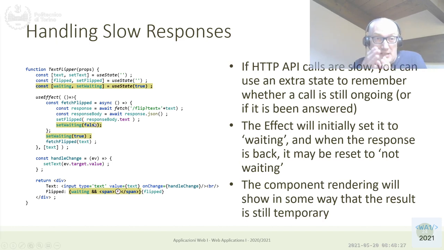So if you have several pending calls at the same time, the waiting disappears when the first letter comes back and not when the last one. If we want to handle this case, we should have several flags, say one per call, or a counter that remembers how many of them, or other information that will tell us whether there are still pending fetches to be completed. We can use a counter.